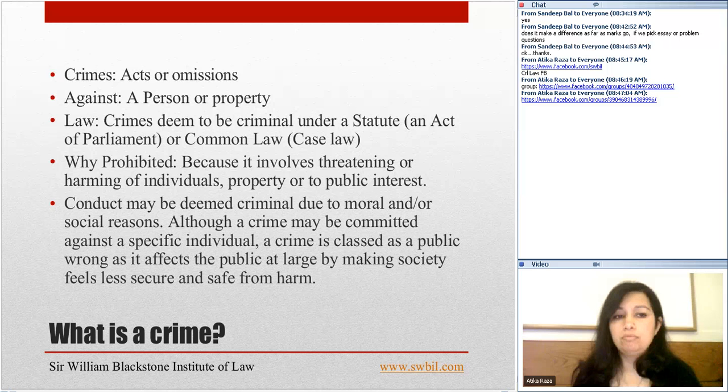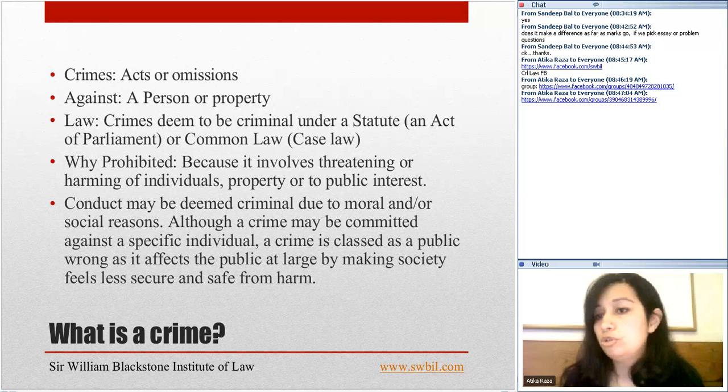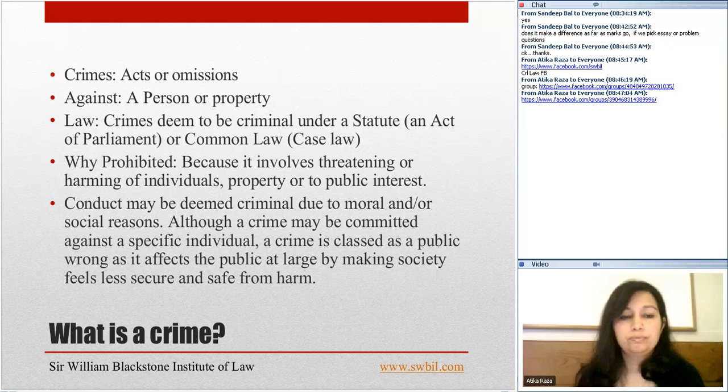What are crimes against? It's an act or omission against a person, either me, you, anybody else, people, or property. How can you commit a crime against property? Well, you can vandalize somebody's house. You can go and break somebody's windows, so to speak, for example. You can steal a car, okay? That's a crime against property.